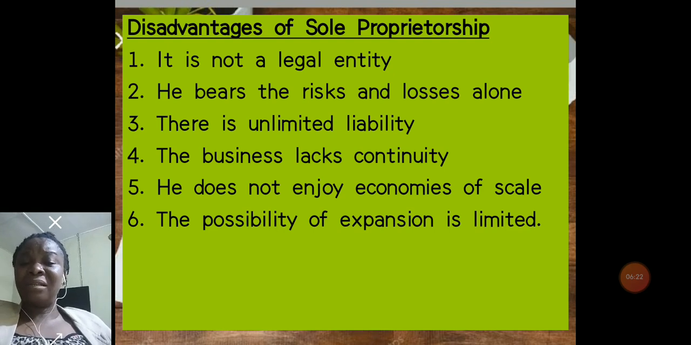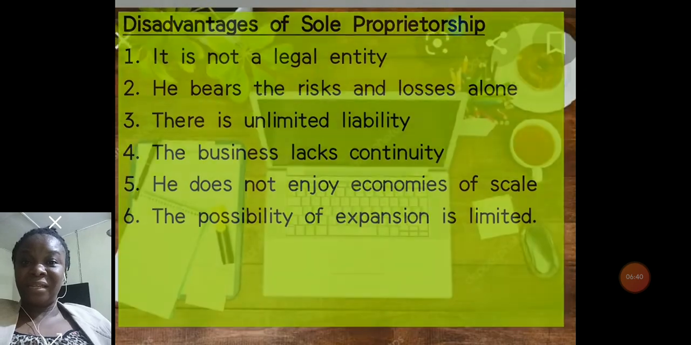Number four, the business lacks continuity. At the death of the owner, the business might also close up. Number five, it does not enjoy economies of scale. We've explained what economies of scale is during our first term. Number six, the possibility of expansion is very limited.